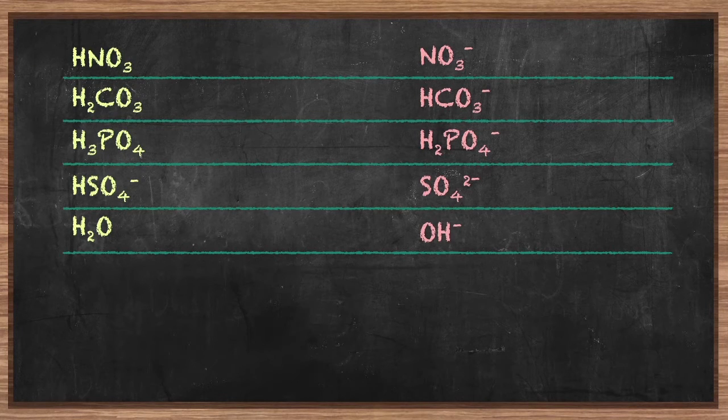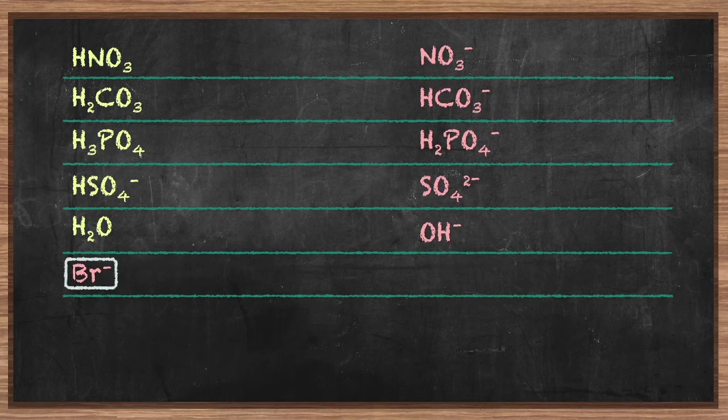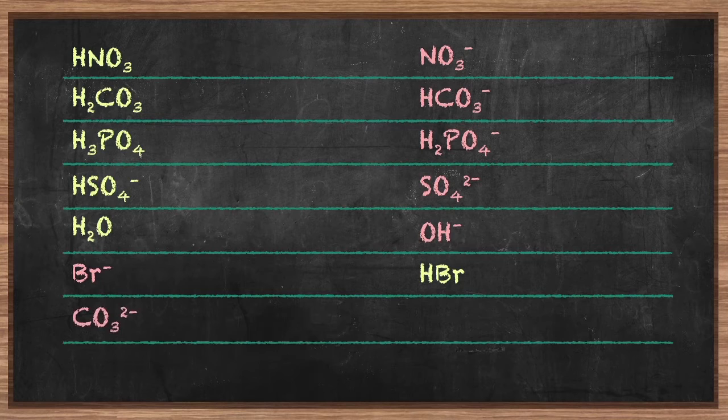Now, let's work the opposite way around. What is the conjugate acid of the following bases? The bromide ion accepts a proton to produce hydrogen bromide. And what about the conjugate acid of carbonate ion? The conjugate acid of the hydroxide ion?